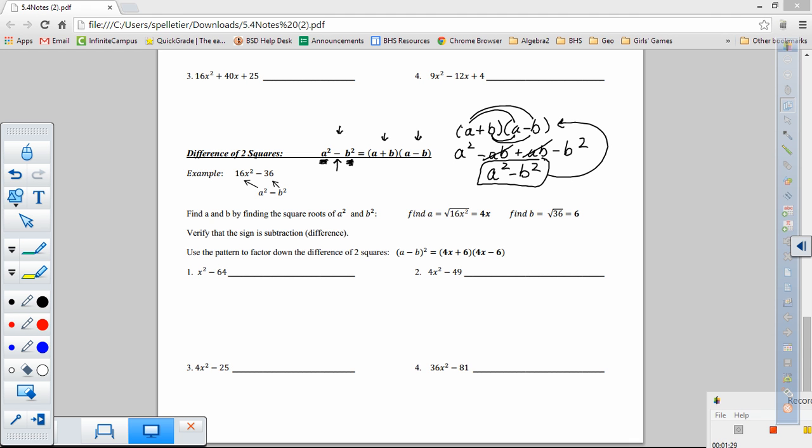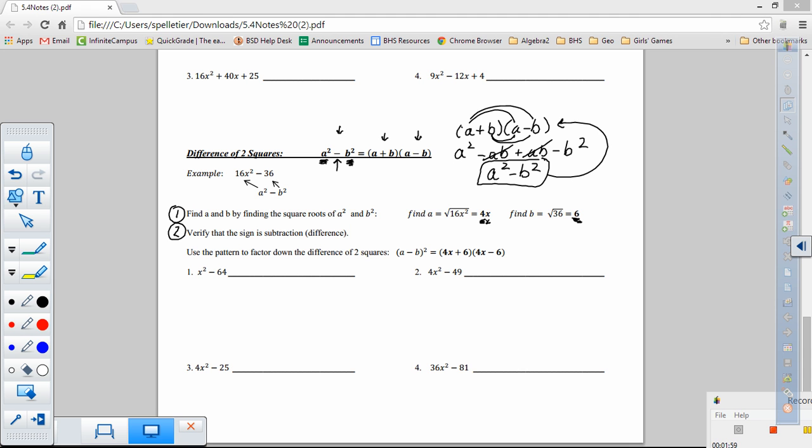So the first thing you do, again, is what we were doing with our perfect square trinomials, figuring out what the square root was. The square root of 16: what times itself gave you 16? It was 4. And what times itself gave you x squared? It was x. So that's your a term. Okay? And then what times itself gives you 36? The answer is 6. So we would verify that the sign is subtraction, the difference between them. We did that. We verified that it was a subtraction symbol between the two.